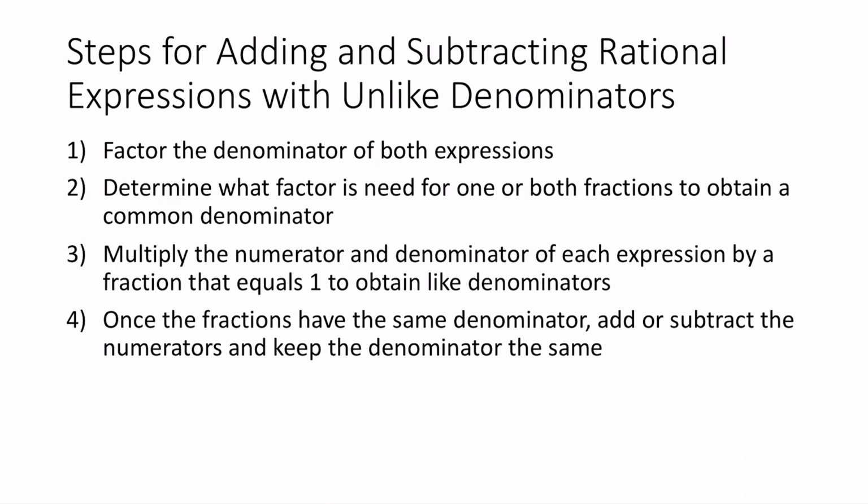So we're going to extend this idea to rational expressions when we're adding and subtracting rational expressions with unlike denominators. So you're going to start off by factoring the denominator of both expressions, and then you're going to determine what factor is needed for one or both fractions in order to obtain a common denominator. Then you'll multiply the numerator and denominator of each expression by a fraction that equals 1 to obtain like denominators. And then once the fractions have the same denominator, add or subtract the numerators and keep the denominator the same.